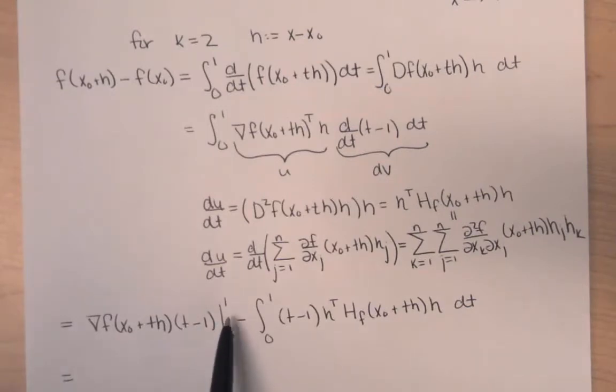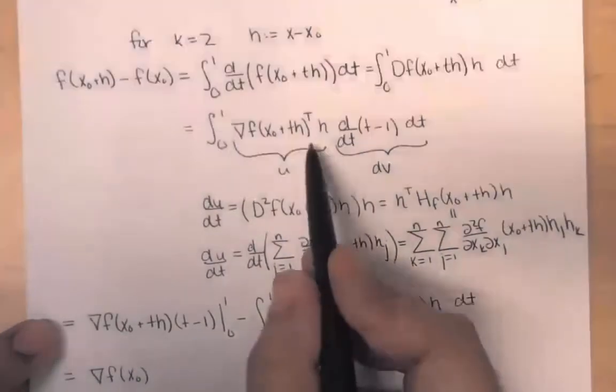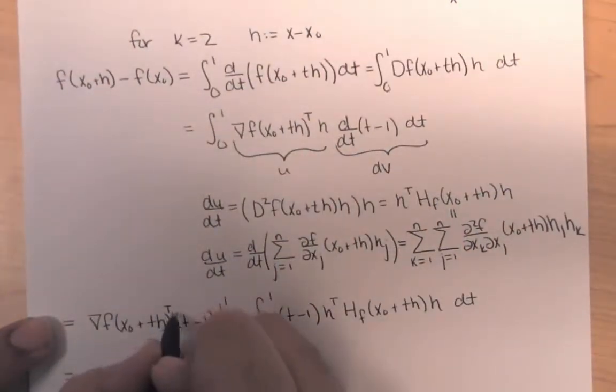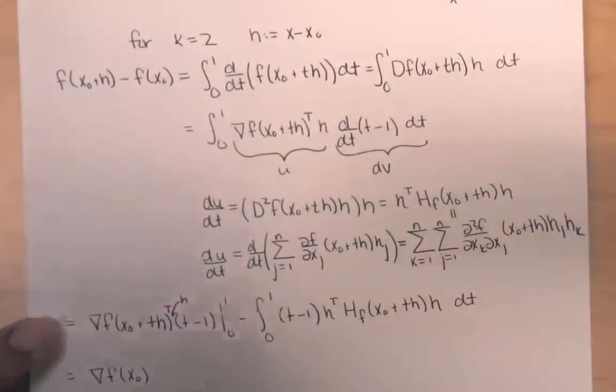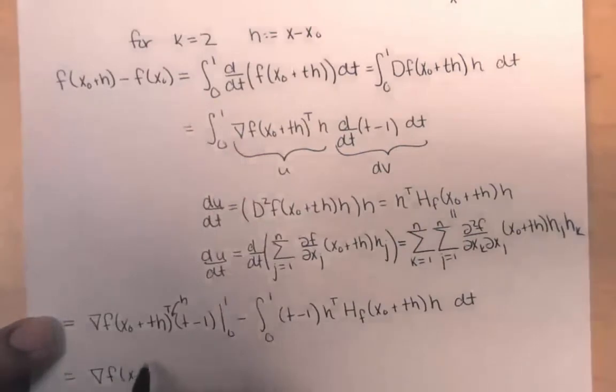0, minus, right, at 0, the gradient of f at x naught plus 0 times negative 1. So the two minuses give me the gradient of f at x naught. Oh, I'm missing an h transpose, right? And there's an h in there because that's part of the u. So I dropped an h. I need the h.